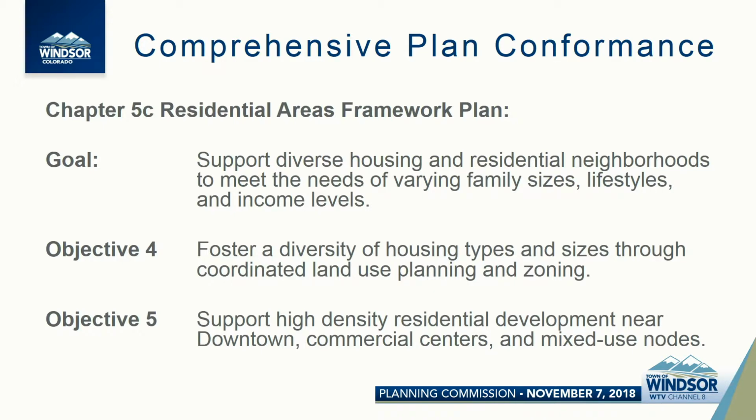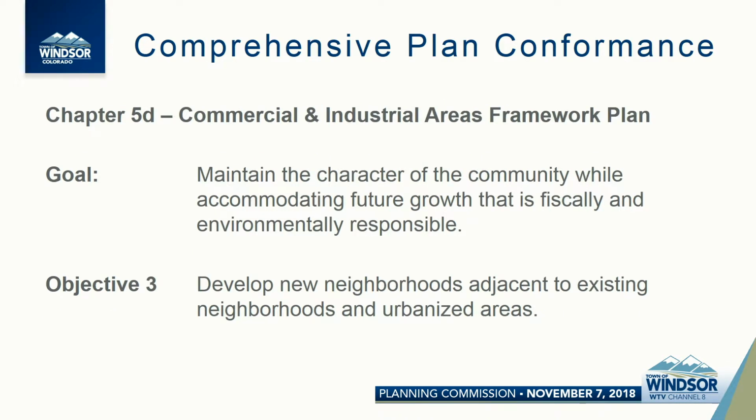So for the comprehensive plan conformance, it does meet some aspects of the comprehensive plan with the residential areas framework and then the growth for commercial industrial frameworks. This one has to do with the diverse housing types in residential neighborhoods, trying to get a variety in family sizes and lifestyles, diversity of housing types and sizes, and then also having that proximity between residential and higher density residential and commercial areas or mixed use or some kind of amenities that support the residential.